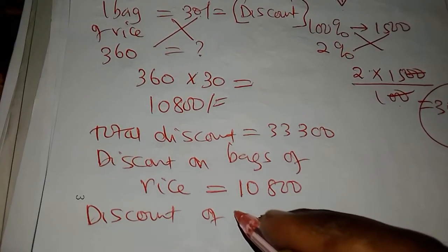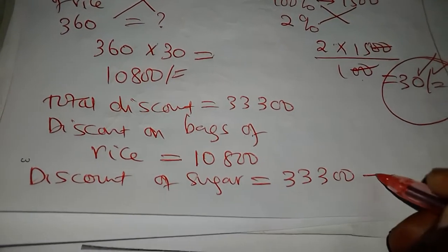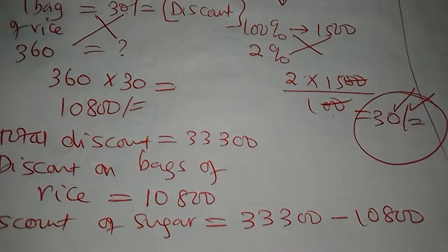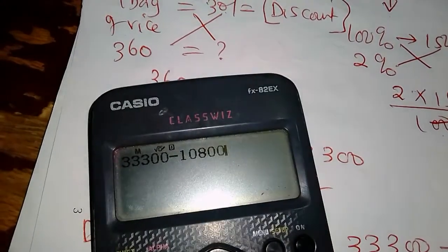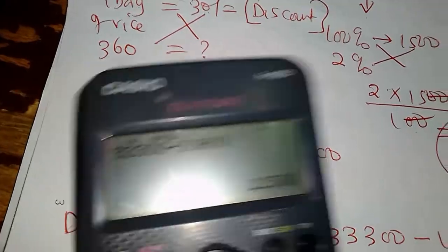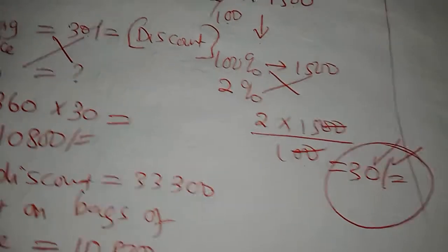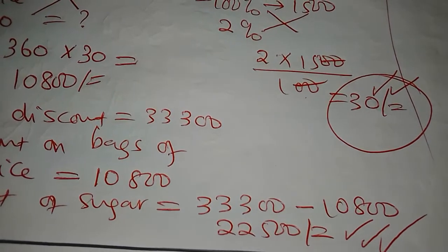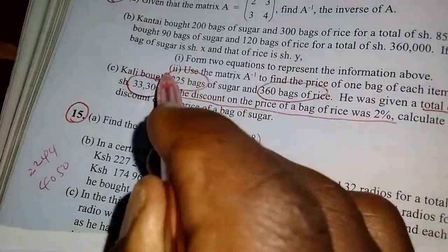So discount of sugar will be total discount less discount on rice. So how much is remaining? So we shall say that 3,300 less 10,800, the discount that was given on bags of rice. So the discount given on the bags of sugar in total was 22,500. Then we can ask ourselves, if this is the discount given on the bags of sugar, let's get how much was each bag costing, because this person bought a total of 225 bags.